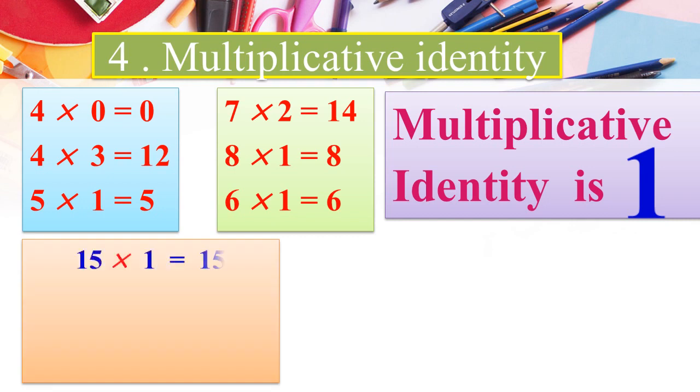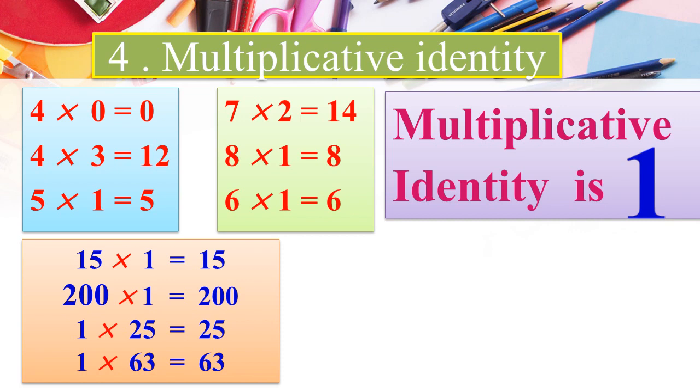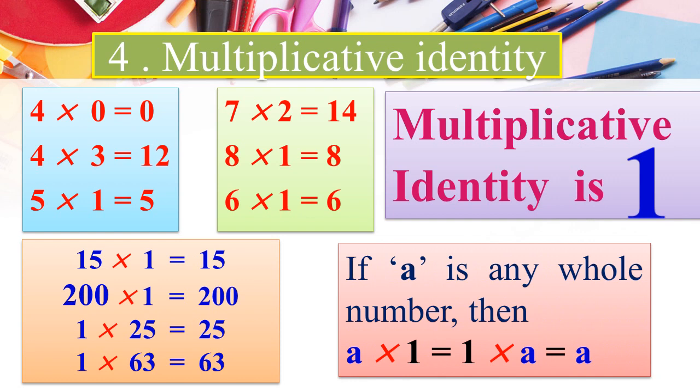Next, 15 into 1 equal to 15. 200 into 1 equal to 200. 1 into 25 equal to 25. 1 into 63 equal to 63. We learn from this, any whole number multiplied by 1, or 1 multiplied by any whole number, gives the same number. Therefore, if A is any whole number, then A into 1 equal to 1 into A equal to A.